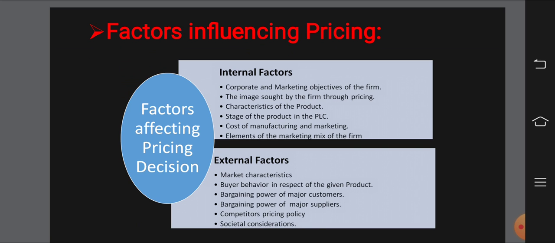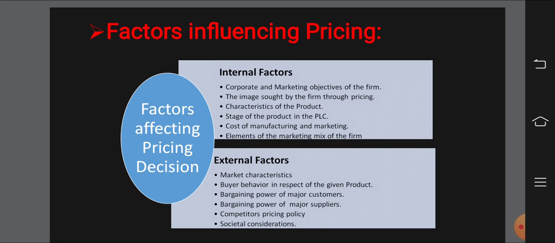The factors which can be controlled by that particular organization, or which are in the control of that firm's management, that factors will be termed as the internal factors. And the factors which are not in the control of that particular organization or their marketing management team or marketing management professionals, that factors will be termed as the external factors.